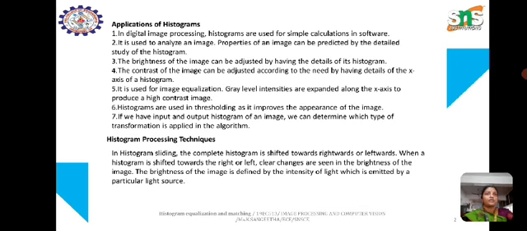First we will see what a histogram is. A histogram is a graphical representation of the distribution of pixel intensity values in an image. It shows how frequently each intensity value occurs, which provides insights into the image contrast, brightness and dynamic range. Using this histogram we can analyze this type of information like contrast, brightness and dynamic range.